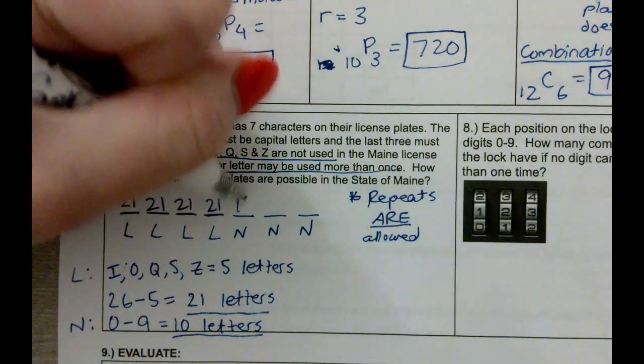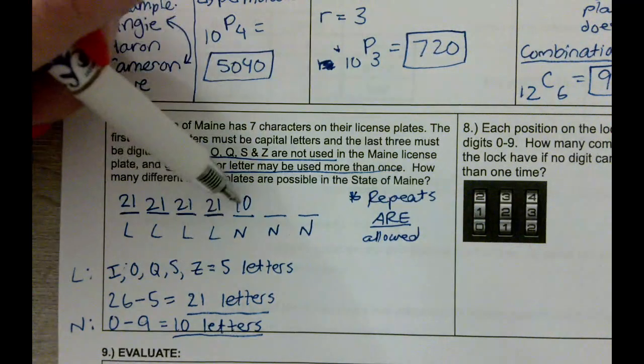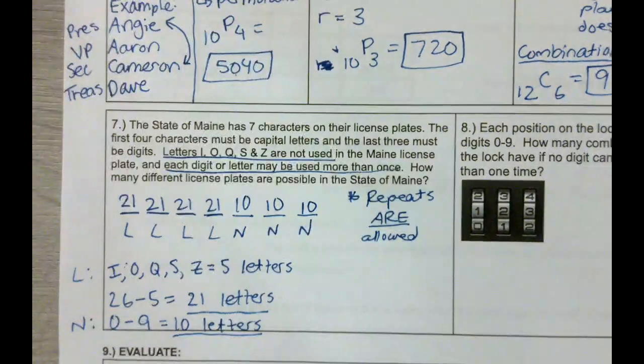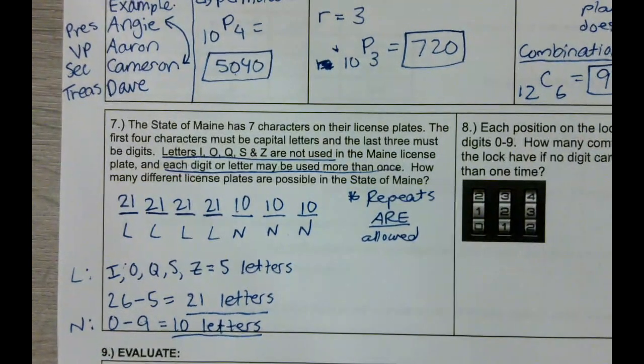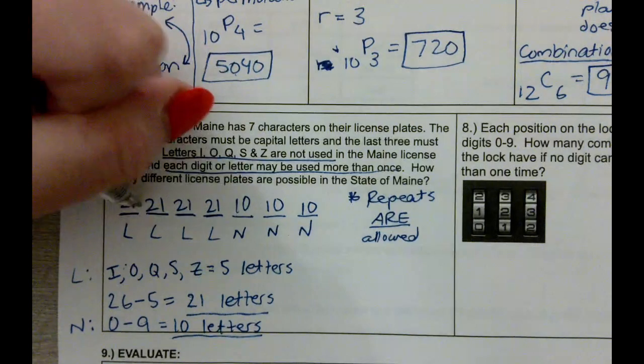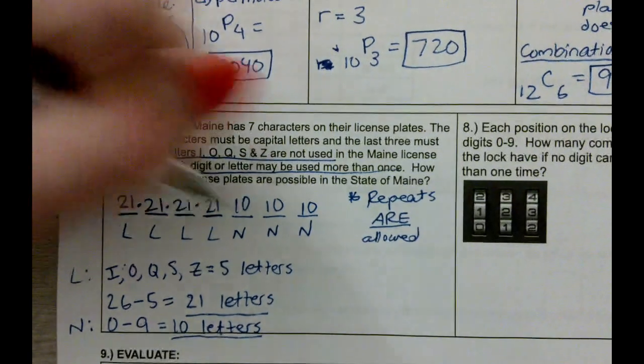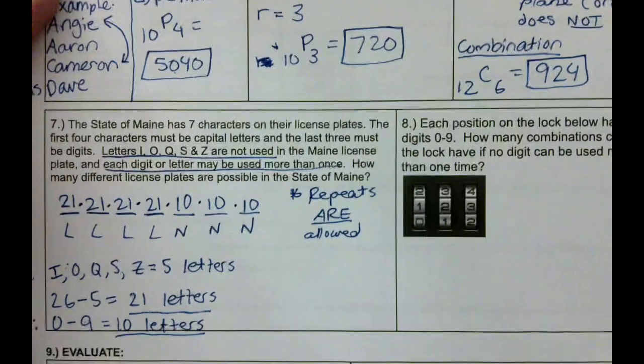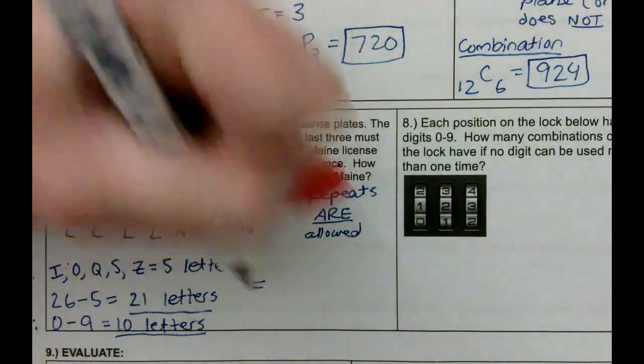Numbers, I've got 10 to choose from. And then again, repeats are allowed, so I still have 10 to choose from. 10 in all 3 blanks as well. So here are my numbers. Last thing you do, and yes, it's going to be a large number, you multiply all of that together. We'll definitely need a calculator for that. And it's going to be a big number.